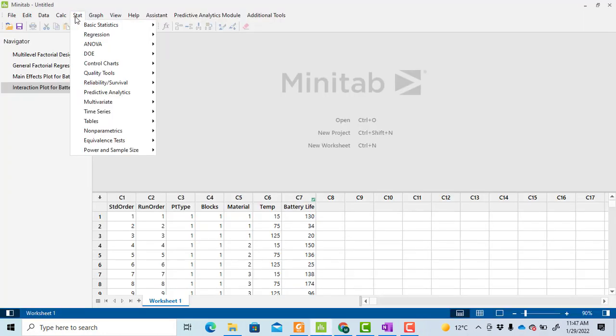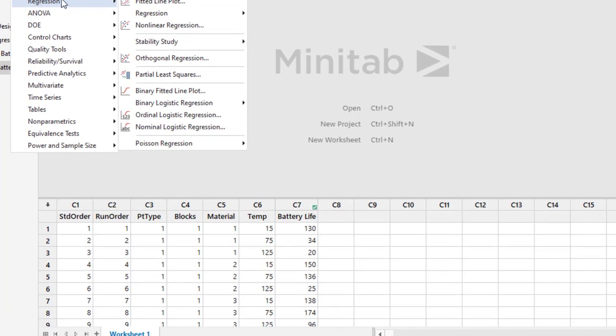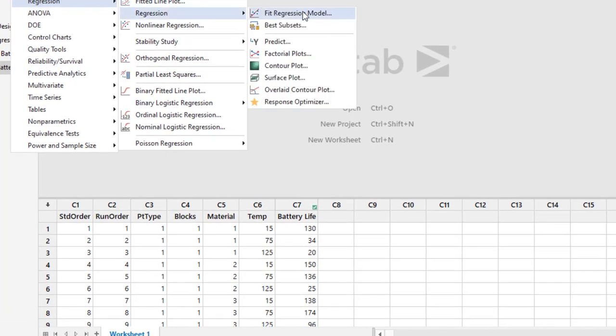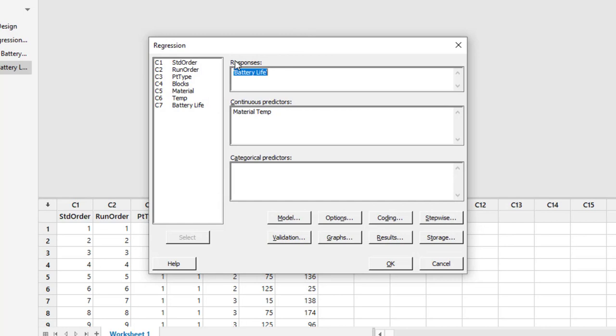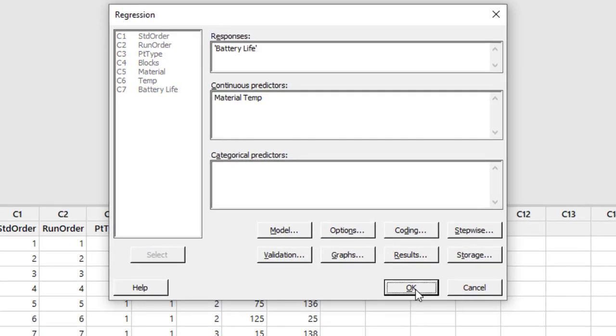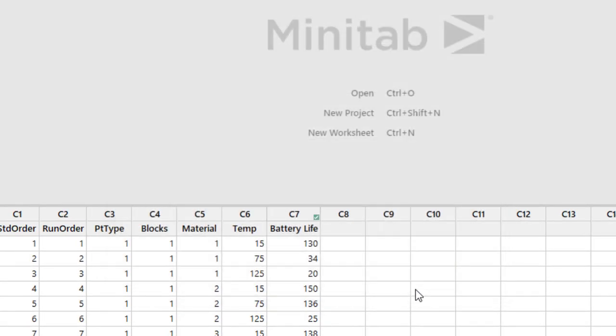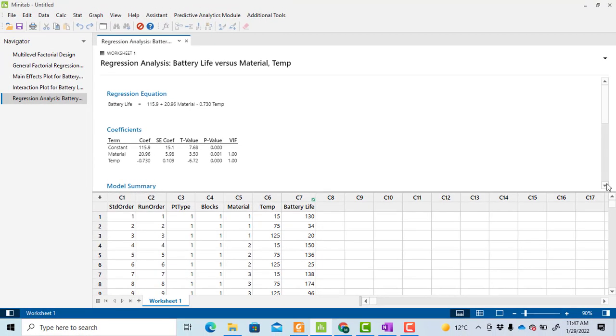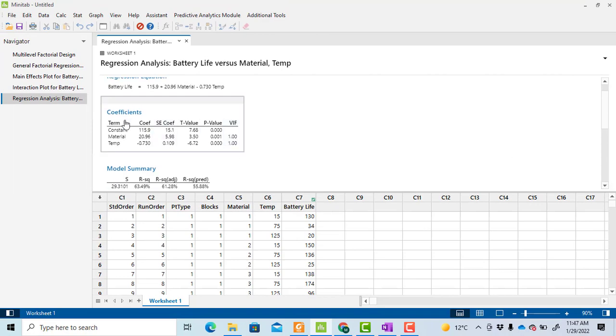To do the ANOVA in Minitab, go to Stat, Regression, then Regression, Fit Regression Model. Select the response as battery life. Continuous predictors are material and temperature. Select OK. In a while you will get the values. These are the values for your coefficients.